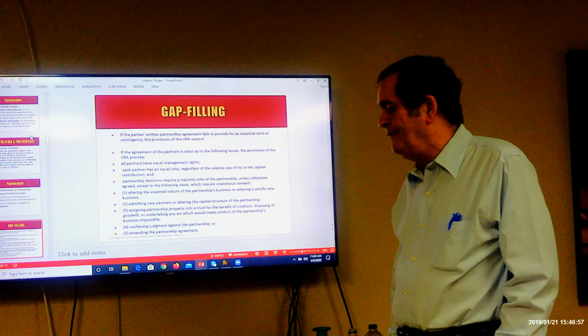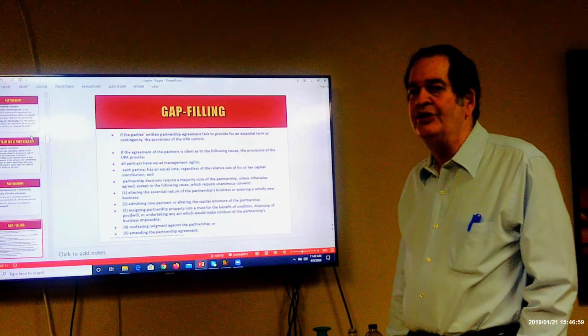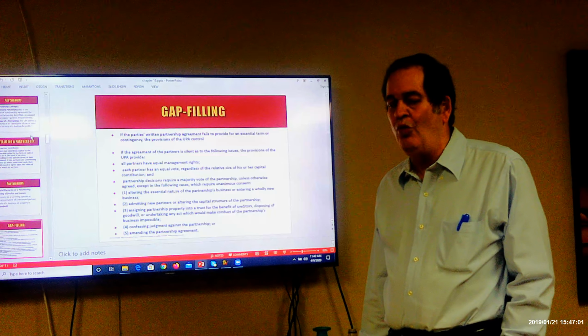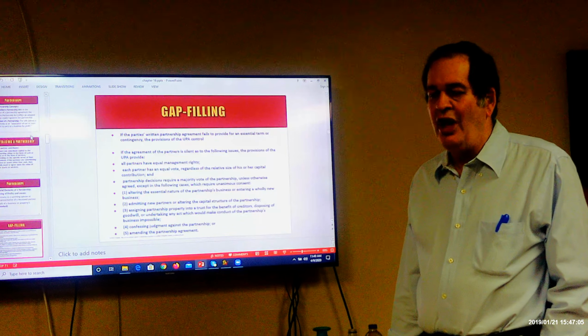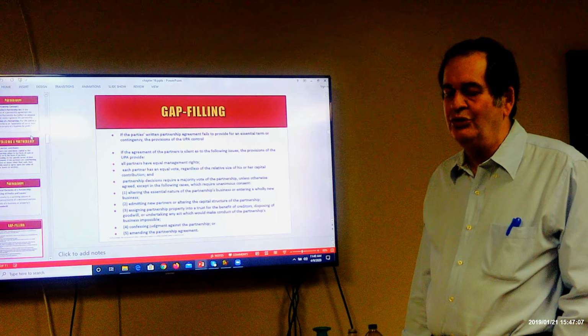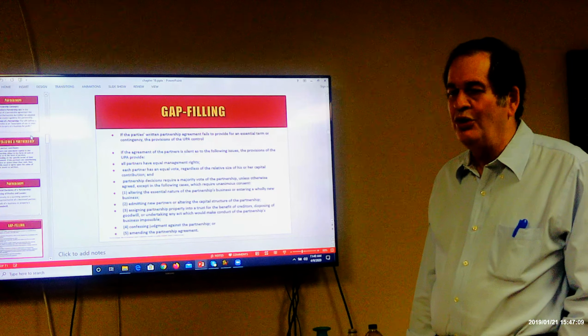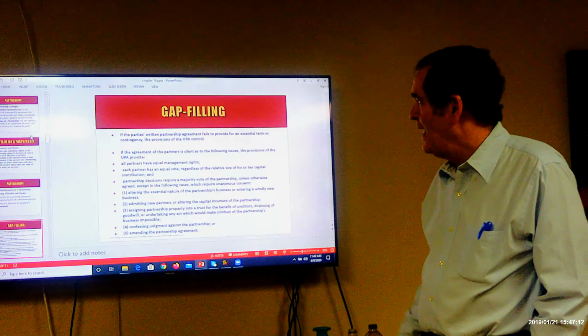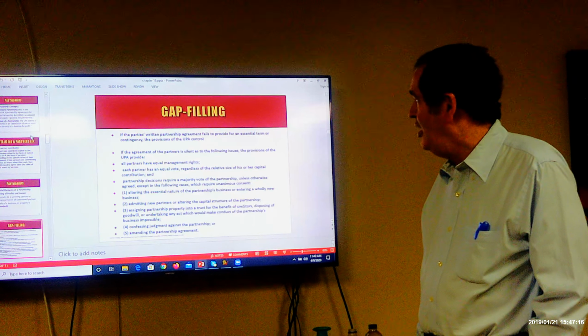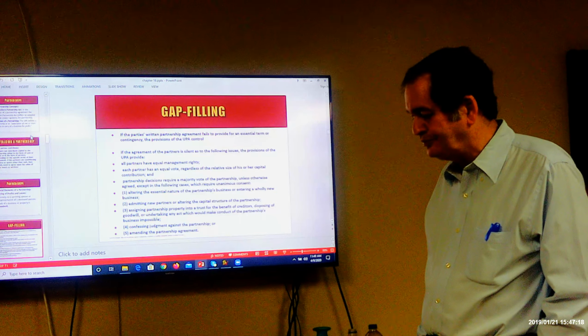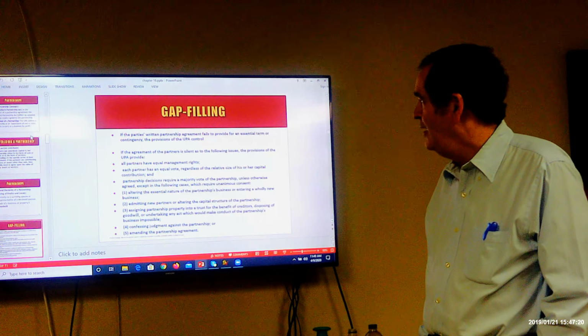Okay, gap filling. So the law says that a partnership can do almost anything it wants to do if it puts it in its agreement. But where it's not in the agreement, then the statute or statutes are going to fill those gaps. And here is a list of some of the gap filling provisions.